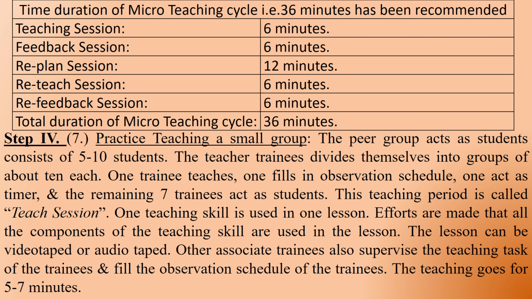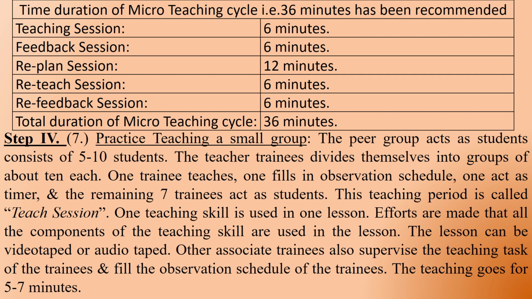The teacher trainees divide themselves into groups of about 10 each. One teacher trainee teaches, one fills in the observation schedule, one acts as a timer, and the remaining 7 teacher trainees act as students. The teacher educator acts as a supervisor. This teaching period is called the teach session in micro teaching.